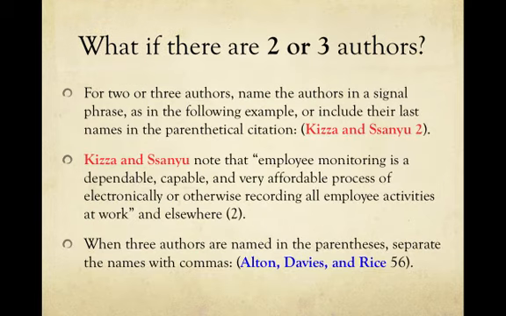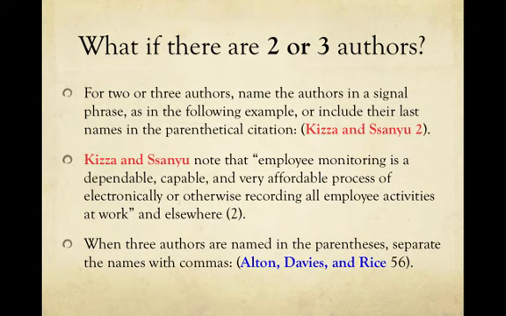So what if there are 2 or 3 authors? Because not all sources have just one author. For 2 or 3 authors, name the authors in a signal phrase, as in the following example, or include their last names in the parenthetical citation, like Kiza and Sanyu 2. 2 is the page number. Or you can put it in the signal phrase, Kiza and Sanyu note that employee monitoring is a dependable, capable, and so on. And then at the end, you still have the page number in the internal citation.